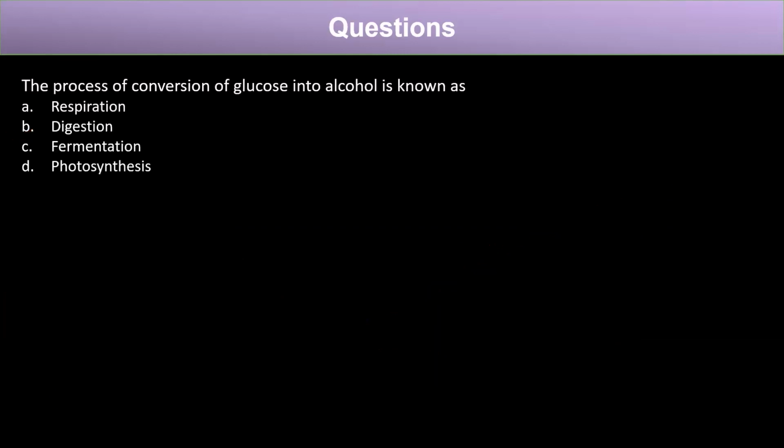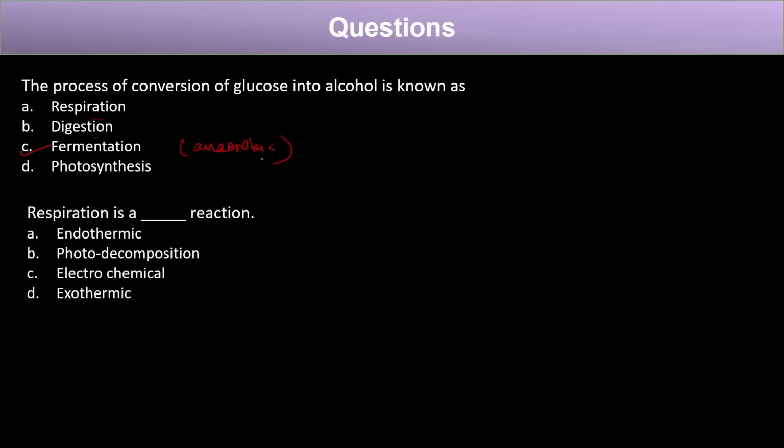Okay. So what is the next question? The process of conversion of glucose into alcohol is known as what? Respiration, no. Digestion, no. Fermentation. So this process is known as fermentation. When glucose gets converted into alcohol, it is a type of respiration, but the process is known as fermentation. And this is an anaerobic process.